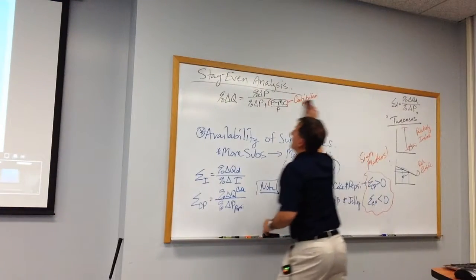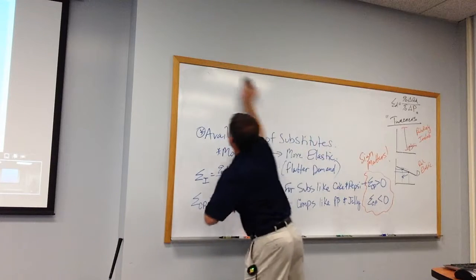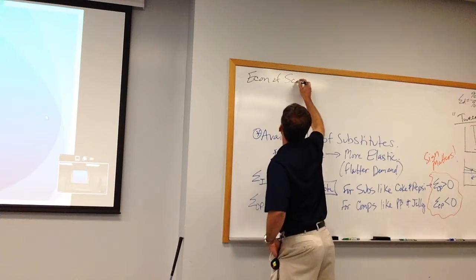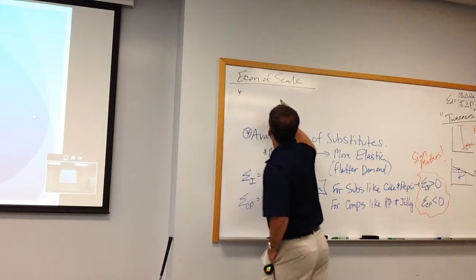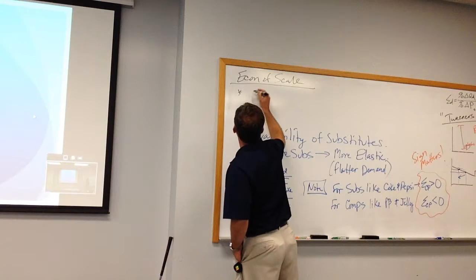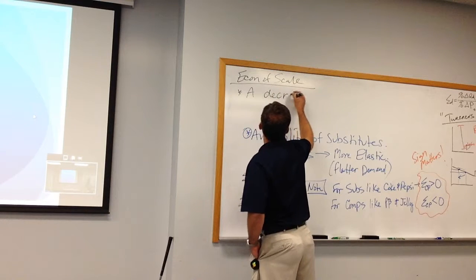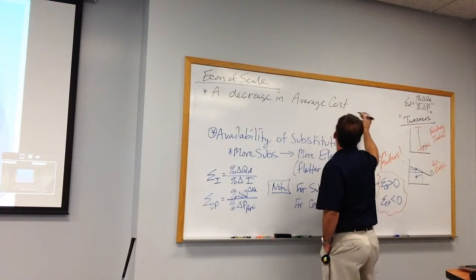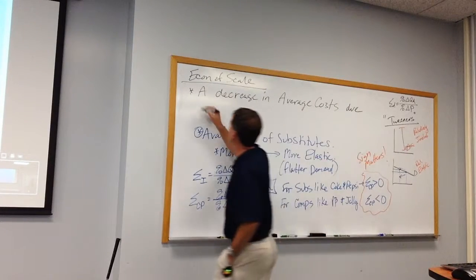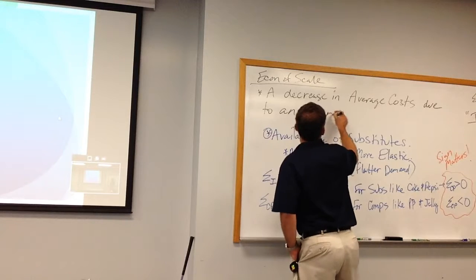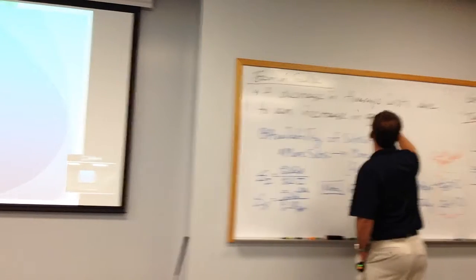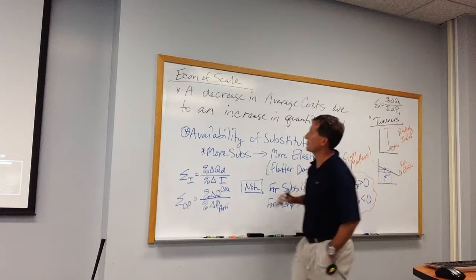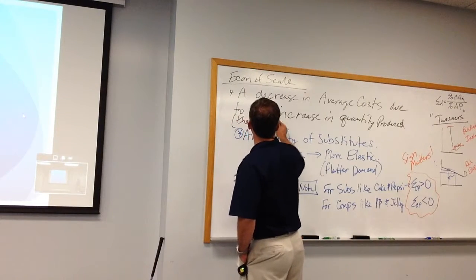So let me write out the economies of scale definition, because I want you to hang on something that tends to screw up students here on the definition. So economies of scale is a decrease in average cost due to an increase in quantity produced. And then we'll put in parentheses the scale of production.